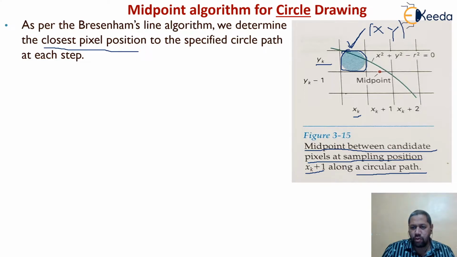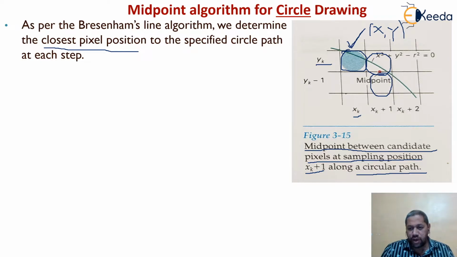Okay, I have the value x comma y, but I'm writing it as x of k and y of k. So this pixel is x of k and y of k. Now after knowing this pixel, I have to calculate my next pixel. Which is the possibility of my next pixel? My next pixel may be this, or it may be this pixel.